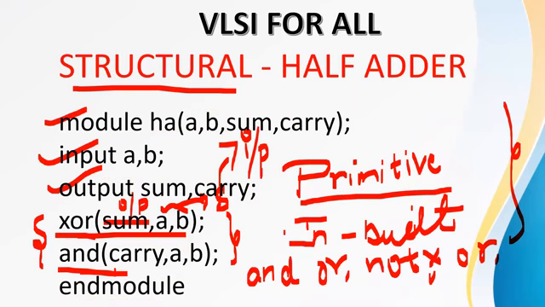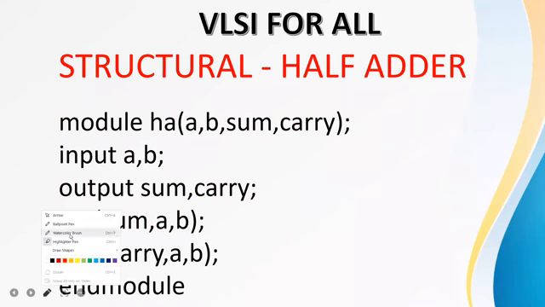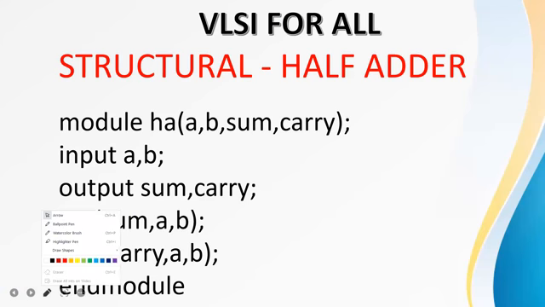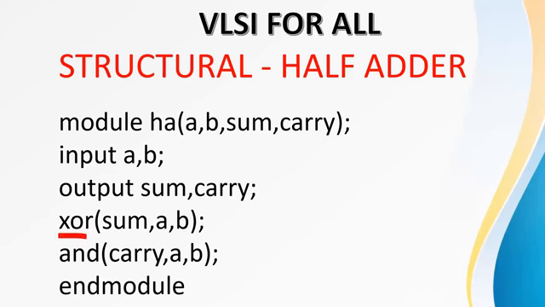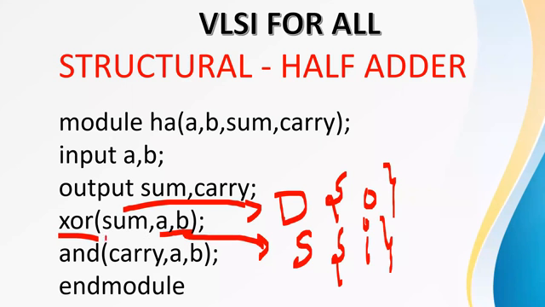See, when coming to XOR, this is the destination. Destination indicates output. O means output. And this A comma B indicates the source. Source is where you give the input, right? I means input. We are actually defining the XOR operation of sum and the AND operation of carry.